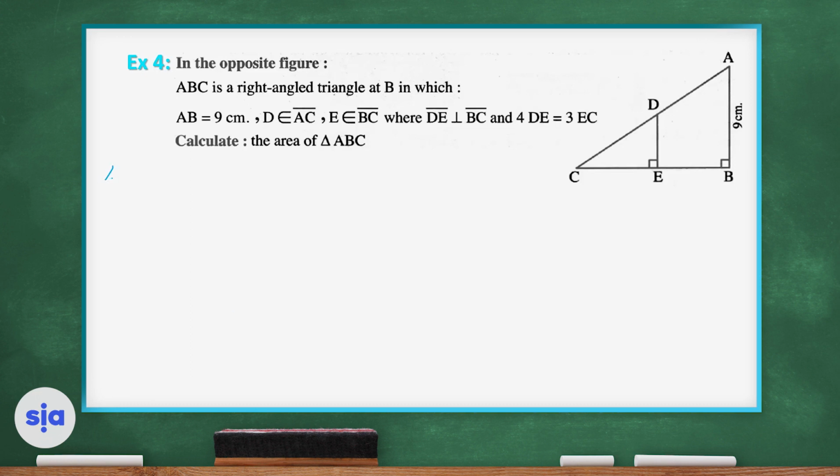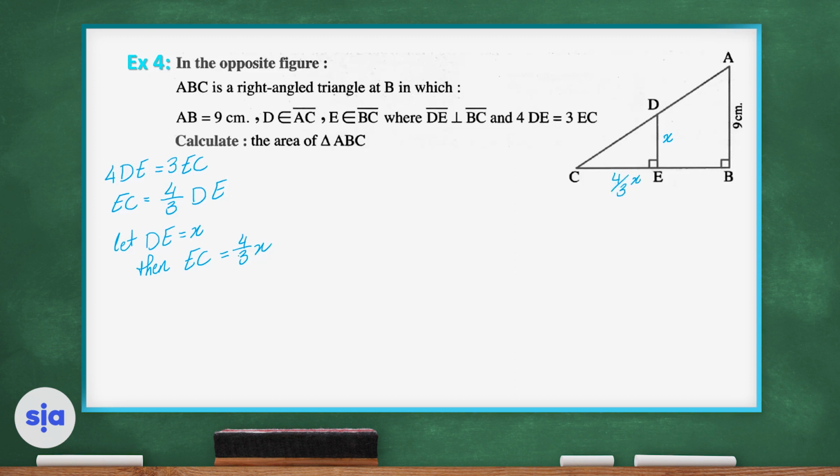Let's now check the givens. We have 4DE equals 3EC. Then EC equals 4 over 3 DE. If you let DE equal x, then EC equals 4 over 3 x. So here we can write DE as x, then EC is 4 over 3 x.